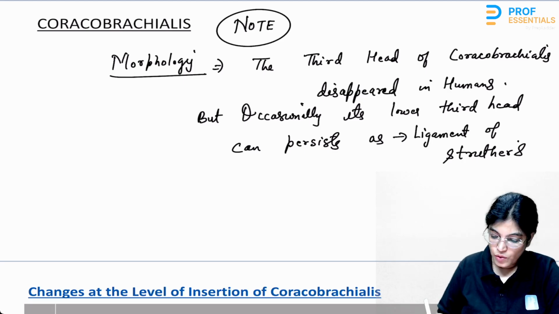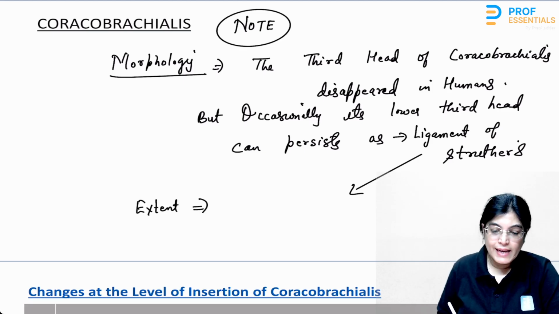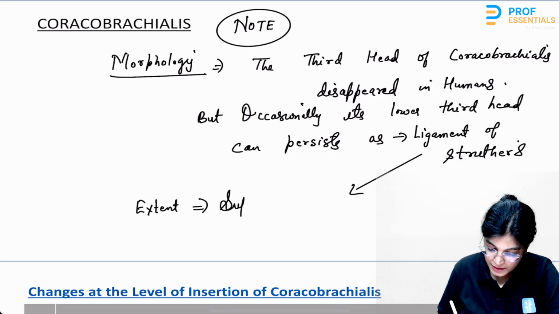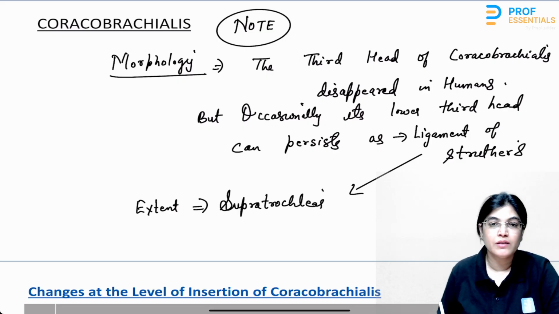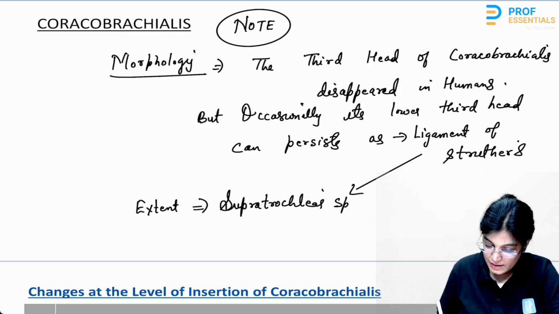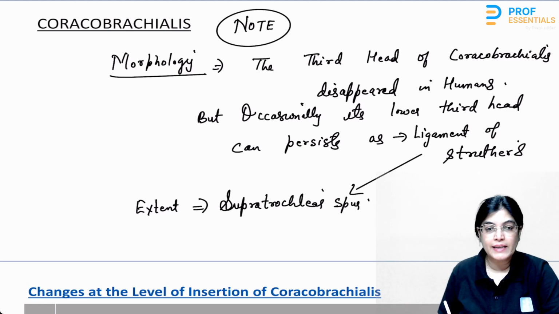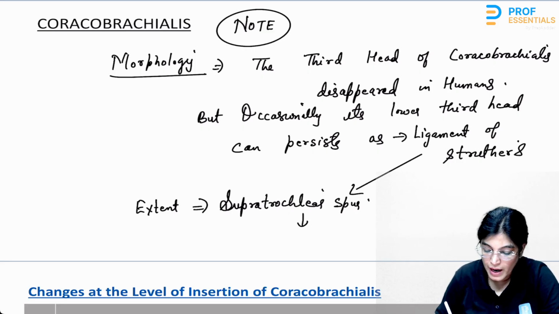And what is the extent of this ligament? So if I talk about extent of ligament, it is extending from supratrochlear spur, that is connecting. This is supratrochlear spur, which will be joining to that of the medial epicondyle of humerus.